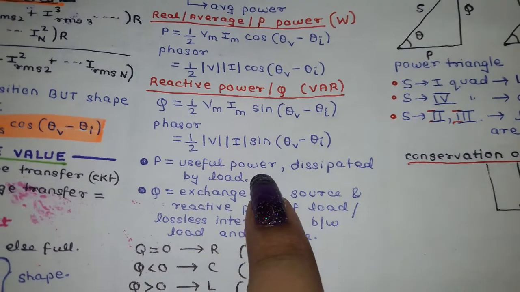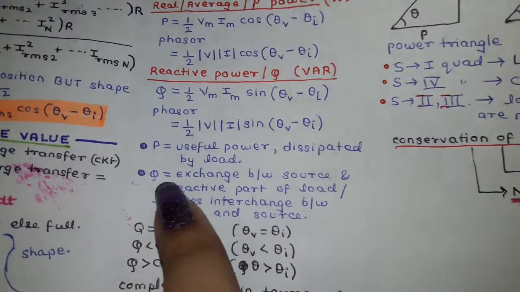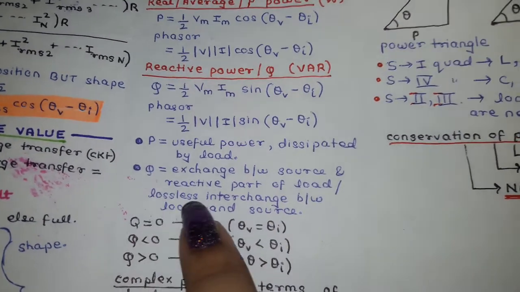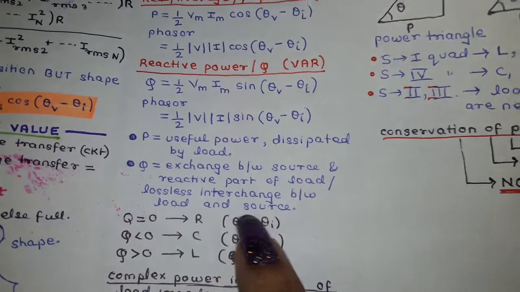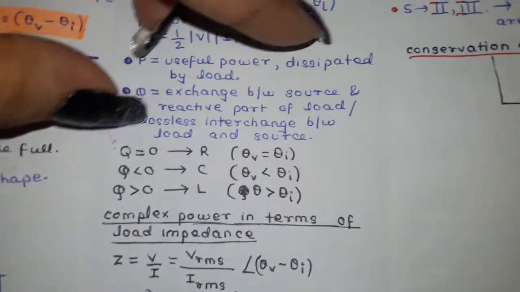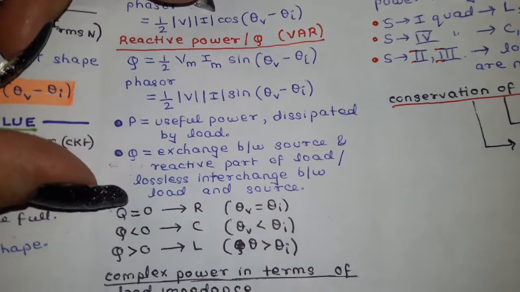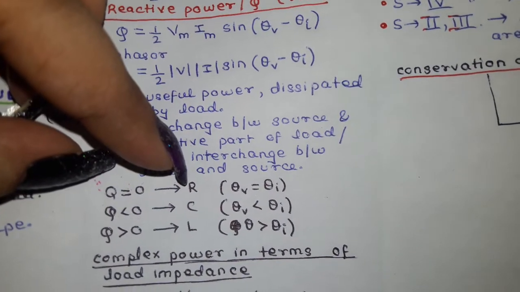P is the useful power dissipated by the load. Q is the exchange between the source and the reactive part of the load, or the lossless interchange between the load and the source. If Q equals 0, meaning the reactive part is 0, then we have a resistive circuit.